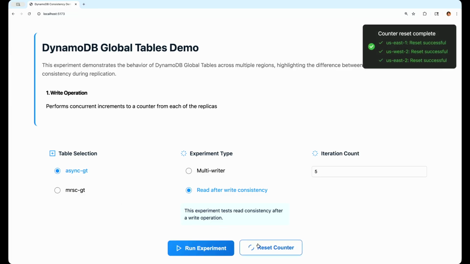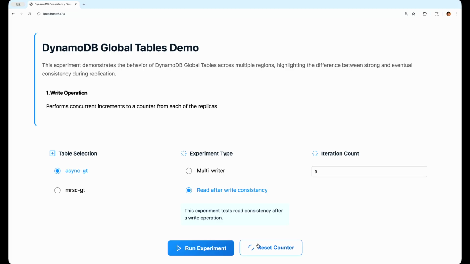I've reset the counters. I'm choosing IAD as the region where I'm going to do the writes. I'm going to increment the counter 5 times there in a loop. While I'm incrementing the counter, I'm going to do strongly consistent reads from the 2 other replicas I have, one in US East 2 and one in US West 2, and see what the experiment provides us.